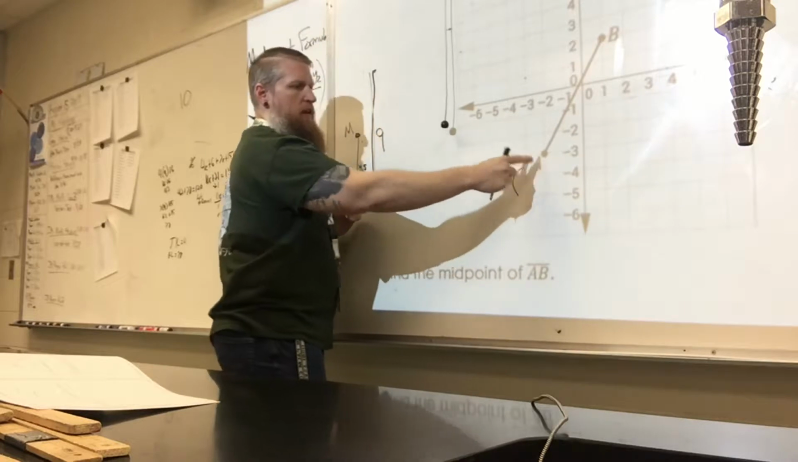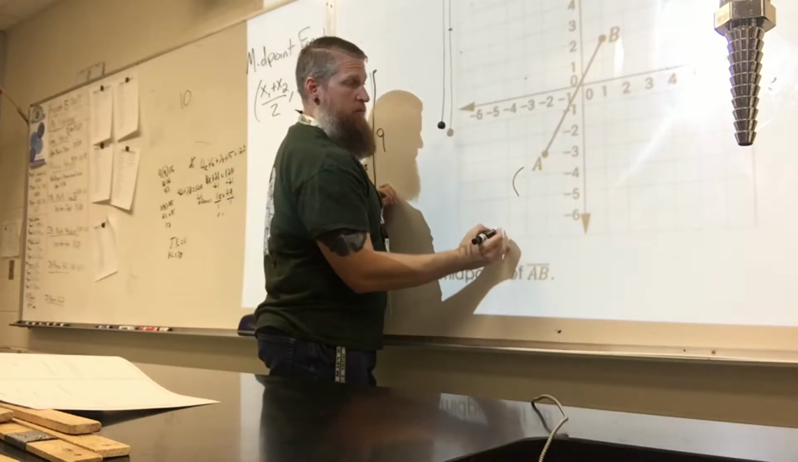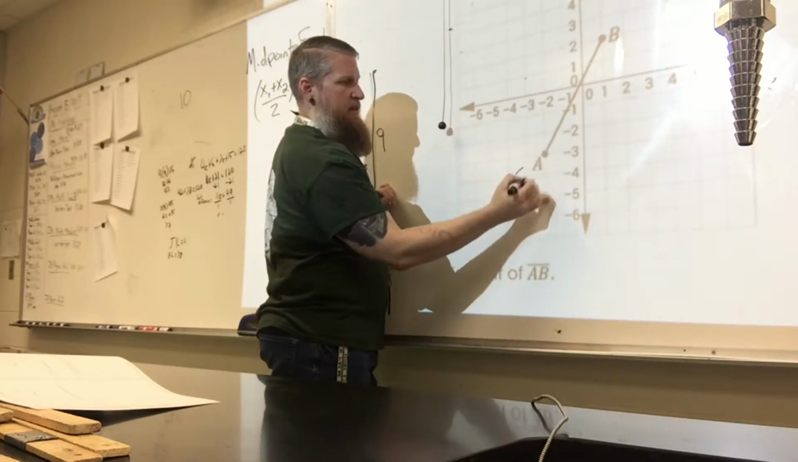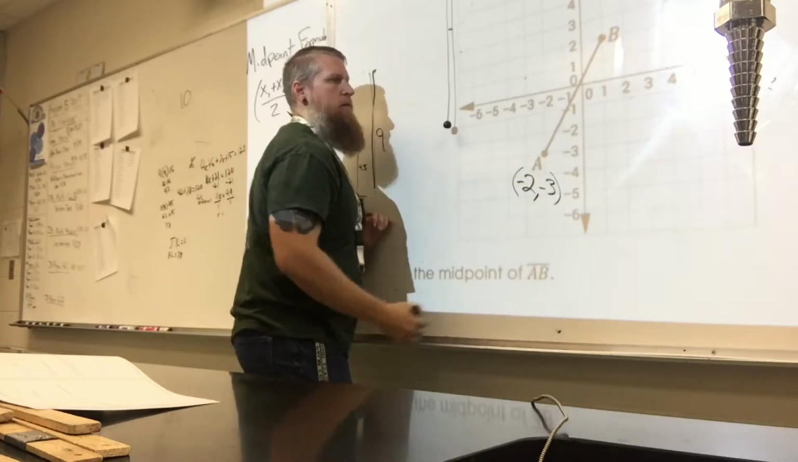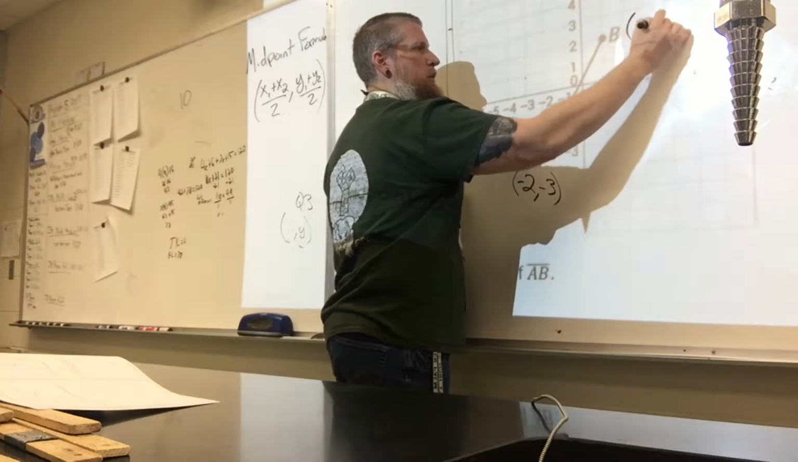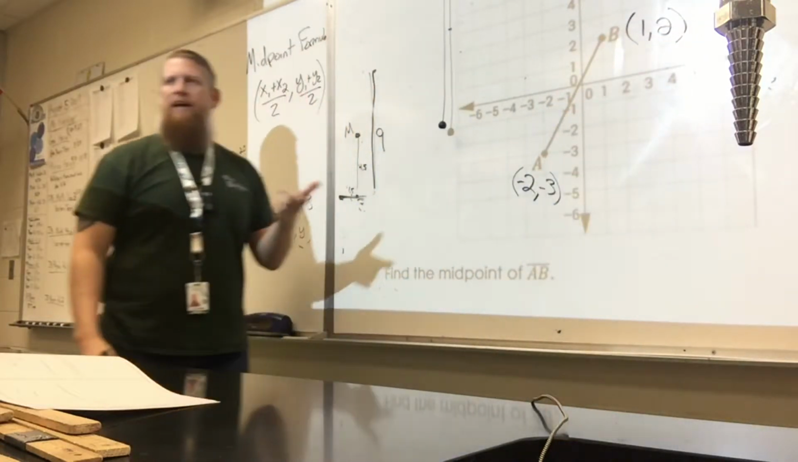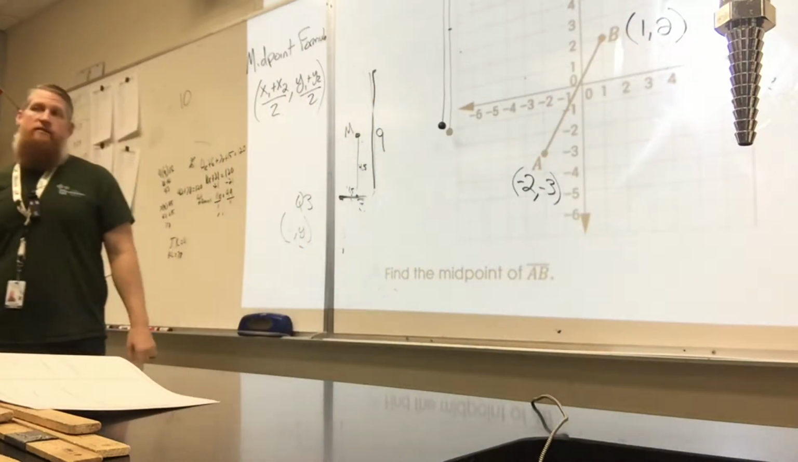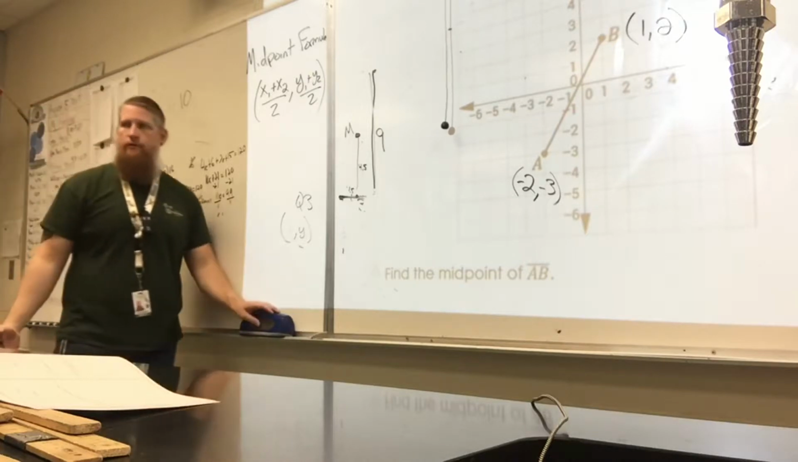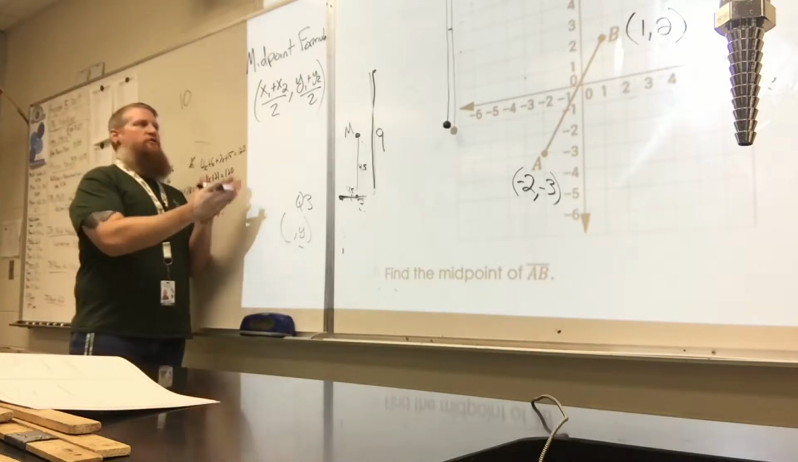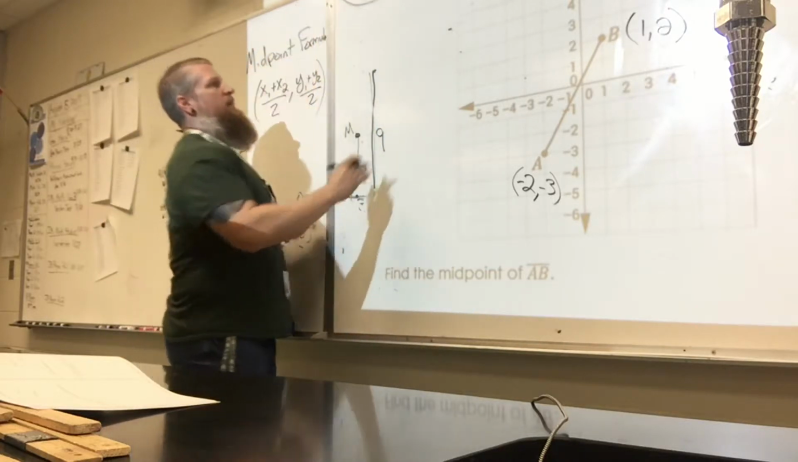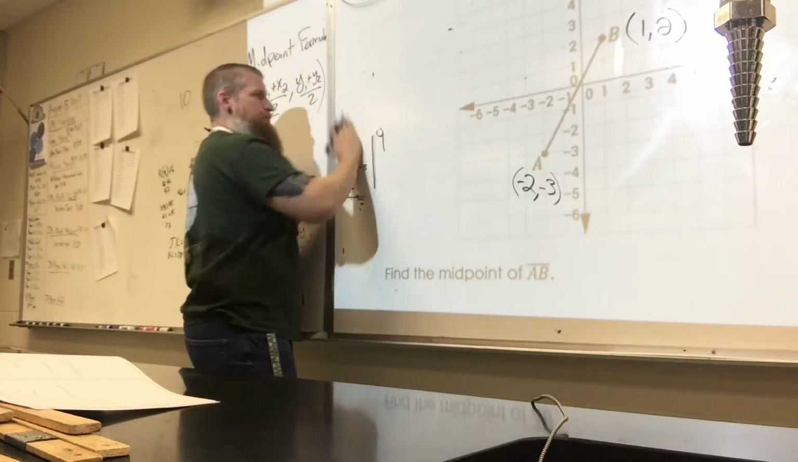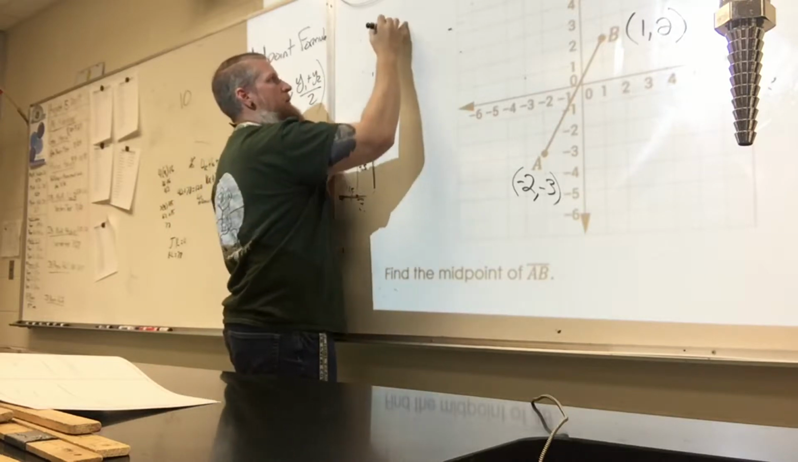So the point A that's there, the ordered pair that goes with it is -2, -3. This one over here should be at 1, 2. It doesn't matter which one you call x1 and y1, and it doesn't matter which one you call x2 and y2. It just matters that you take your two x's and add them together and your two y's and add them together. So if I applied the midpoint formula, that's right there.